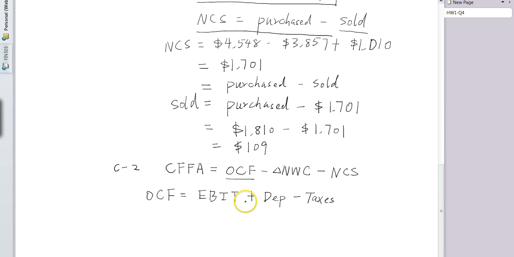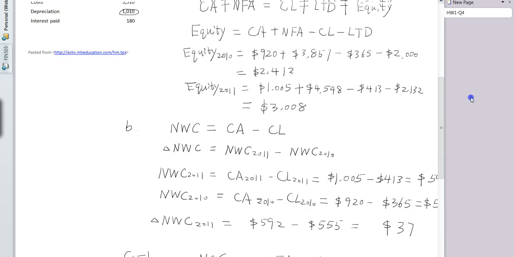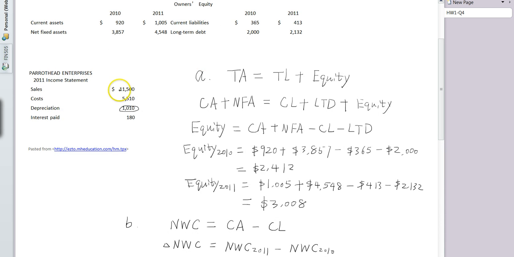The firm has to pay taxes. That's a cash outflow. So from the income statement, go back to the income statement now. We have the sales, cost, depreciation. So from those three numbers, we can figure out EBIT. So EBIT basically is sales minus costs and then minus depreciation.